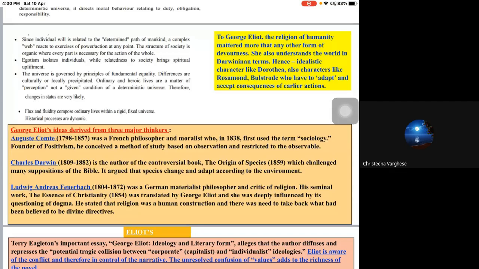So to George Eliot, the religion of humanity mattered more than any other form of devoutness. She also understands the world in Darwinian terms. Hence, an idealistic character like Dorothea, and also characters like Rosamund and Bulstrode, who have to adapt and accept consequences of earlier action. So you have characters like Dorothea who understand the world in idealistic terms, and also characters like Bulstrode and Rosamund who had to suffer for their actions and learn to adapt.